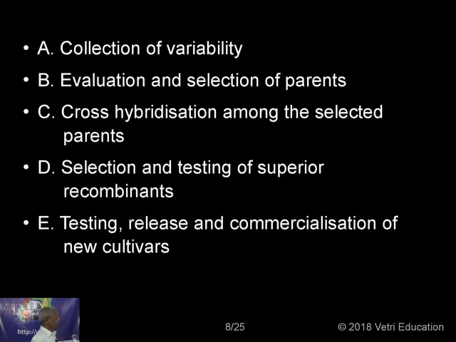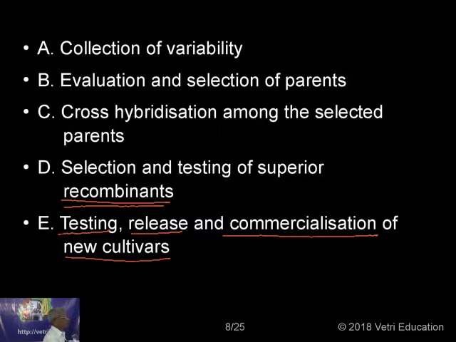Okay, that's what I have told you. So selection and testing of the superior recombinant varieties we have to look for, because the parental characters will already be there in nature. Then it has to be tested, it has to be released, and then finally commercialized by giving a name, and now it will be called a cultivar. Cultivar means variety. Cultivable variety is called a cultivar. Okay, fine.